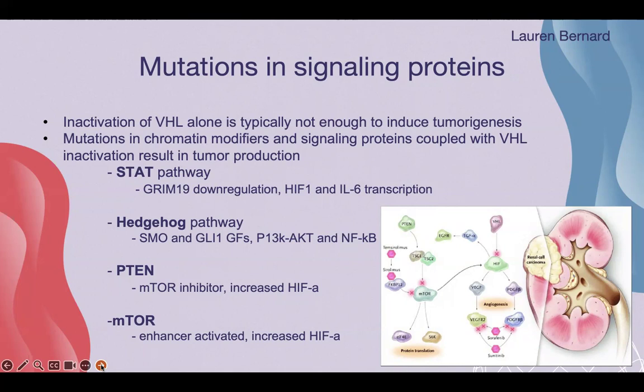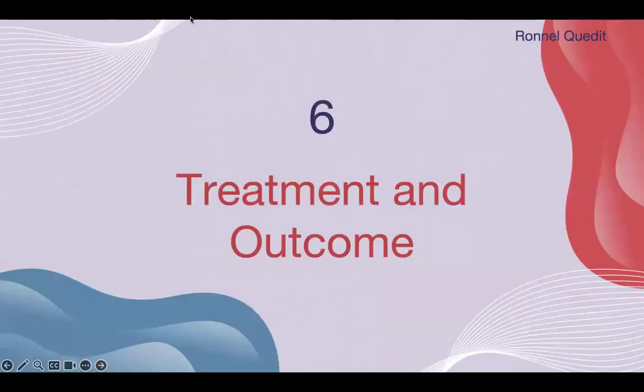And looking at PTEN, PTEN is an mTOR pathway inhibitor and is seen to have very decreased levels in renal cell carcinoma. However, an mTOR pathway enhancer, galectin-1, is seen to be present in renal cell carcinoma as well. But regardless, both of these pathways do increase HIF alpha production and therefore both promote tumor growth as well.